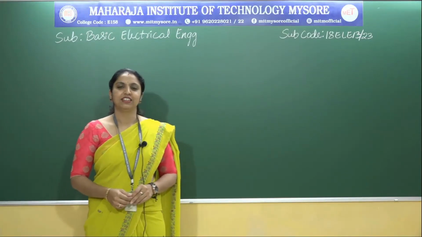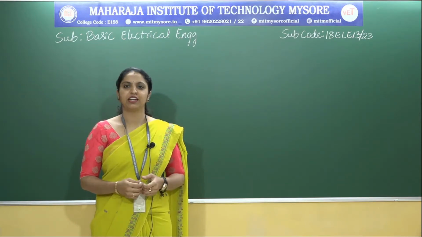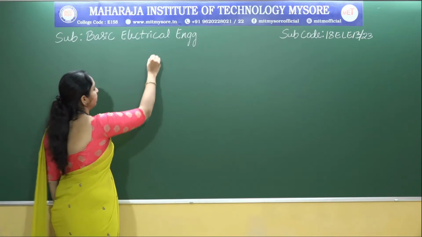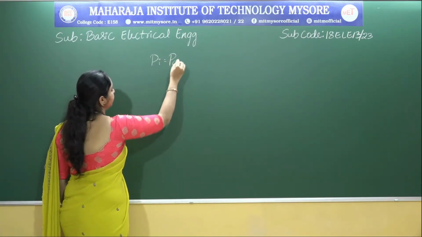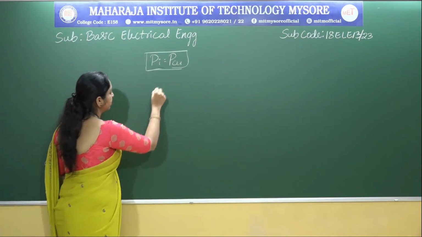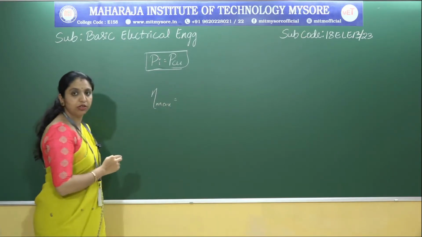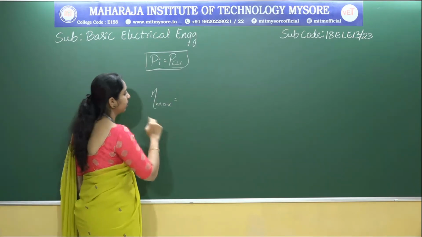Hi everyone. In the previous session, I derived the expression of efficiency and the condition for maximum efficiency. The condition for maximum efficiency was Pi equal to PCU, right? Similarly, we have also defined the maximum efficiency. So what should be the maximum efficiency for this particular condition?